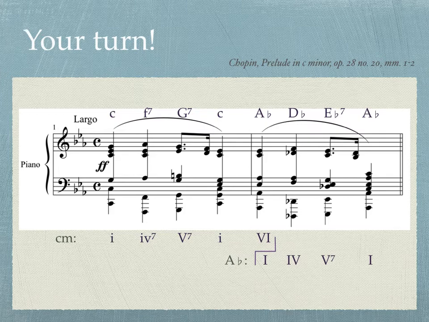Is A flat major related to C minor? Let's check the circle to find out. Yes, in fact, C minor and A flat major are closely related. Their key signatures vary by 1 flat, and they are close on the circle of fifths. We can also see that A flat major is the major VI chord in the key of C minor, or the major submediant.